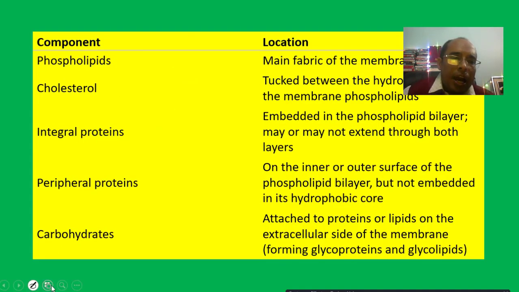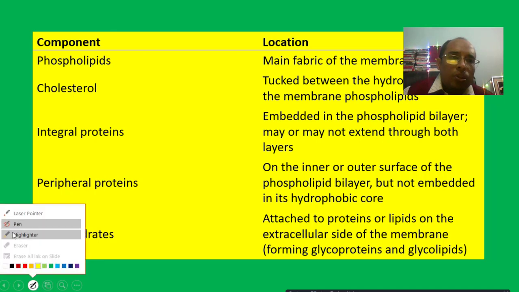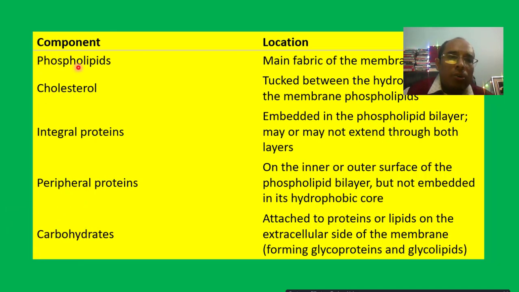So these are the different components, and I have already told you. Let me highlight the point here. Look, this one is the phospholipid component, cholesterol, integral proteins, peripheral proteins, and carbohydrate. Now in the exam you should explain what is the importance of phospholipid, what is the importance of cholesterol, and the functions of integral proteins, peripheral proteins, and carbohydrates.